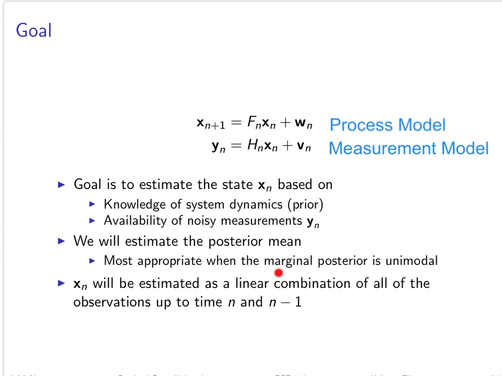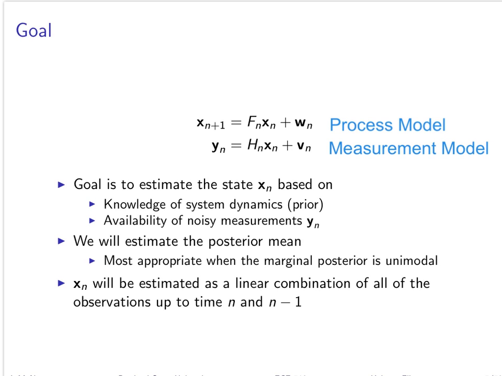And again, we're looking at the marginal posterior, and this is most appropriate, of course, when your marginal posterior is unimodal. We're estimating a mean. That's the only thing the Kalman filter is going to give us, is an estimate of the mean and the covariance of that marginal posterior. So if it's multimodal, you're going to be blind. You won't be able to see that within this framework.